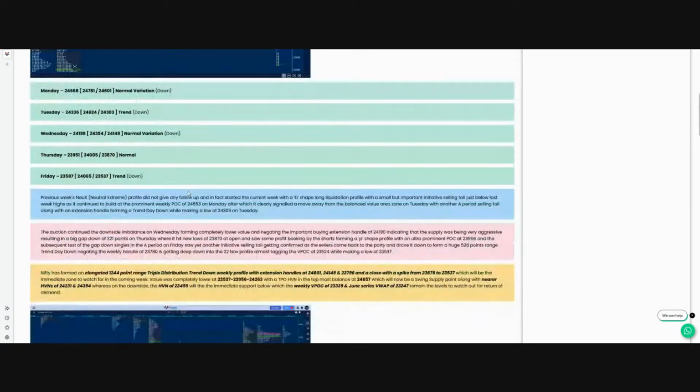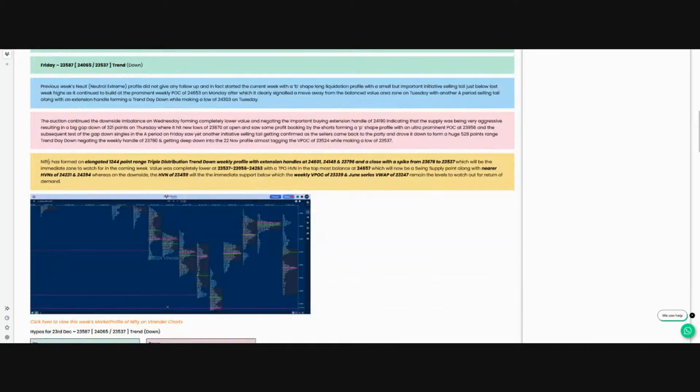So coming to the weekly report, we can see how we have formed an elongated 1244 point range triple distribution trend down weekly with extension handles at 24601, 24149 and 23796, and a close with a spike. So this was the spike zone, which will be the immediate zone to watch. So this zone was our reference when we opened today, and we had this weekly value and also this HVN as our reference for the current week.